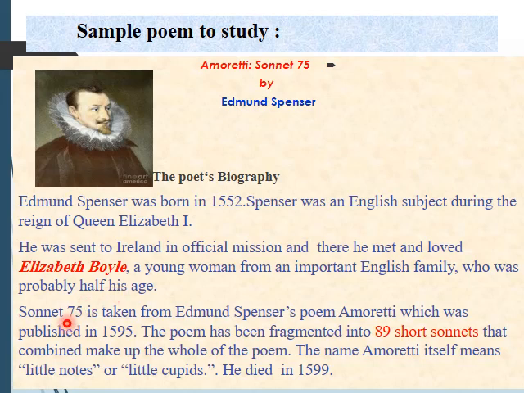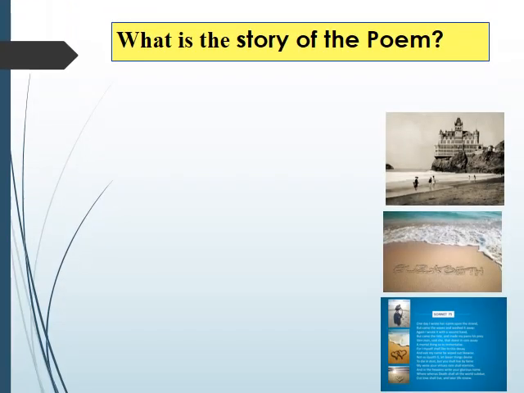Sonnet 75 is taken from Edmund Spenser's poem Amoretti, which was published in 1595. The poem has been fragmented into 89 short sonnets that combined make up the whole poem. The name of Amoretti itself means little notes or little Cupid, the little god of love. He died in 1599.